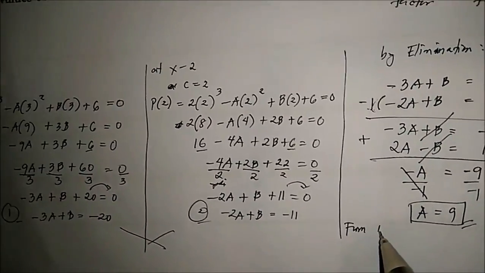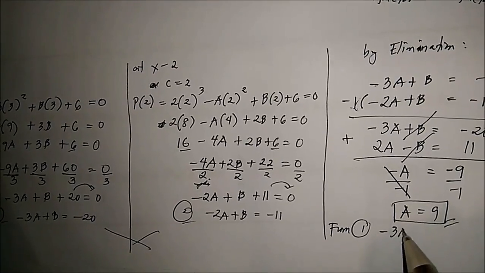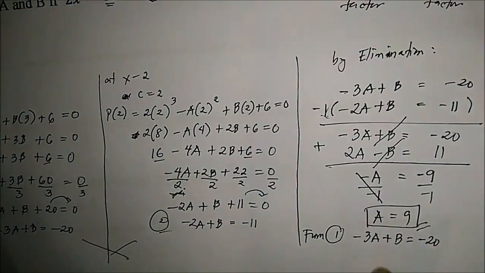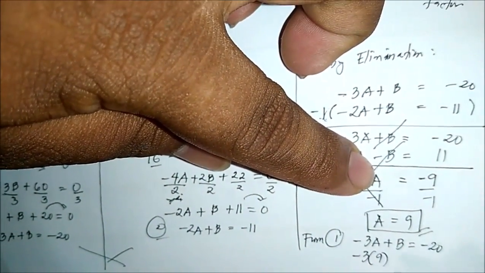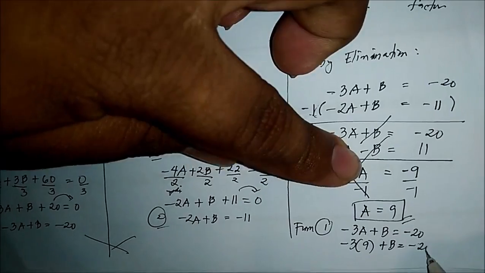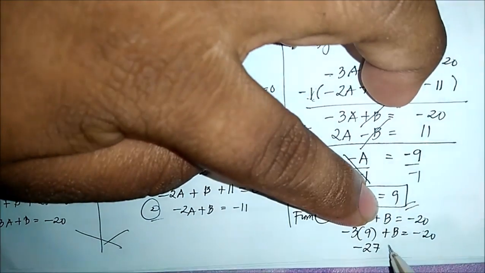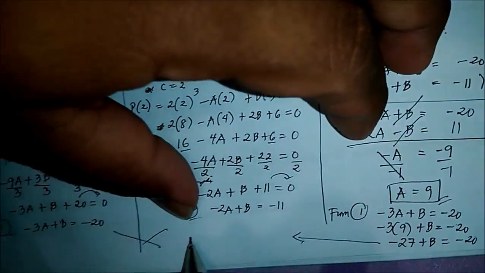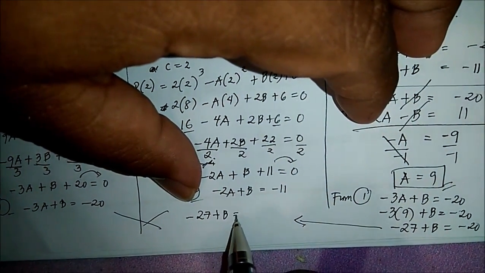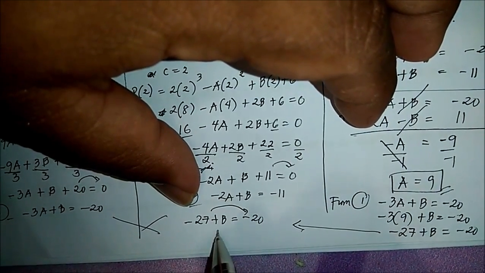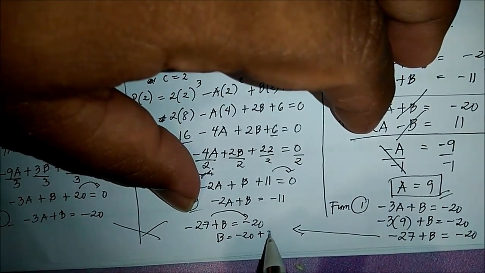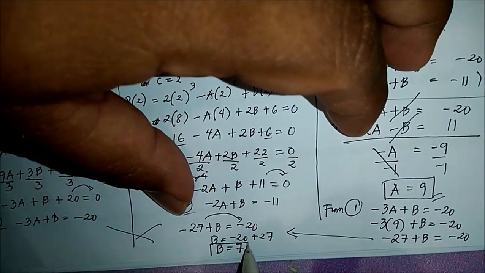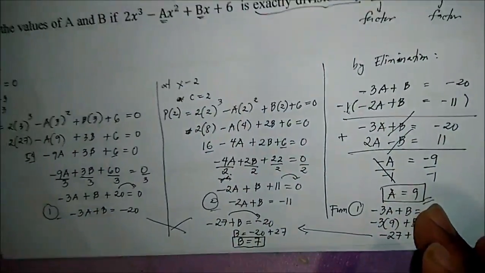So, from equation 1, we have negative 3a plus b equals negative 20. So, this is negative 3 times 9 plus b equals negative 20. So, this is negative 27 plus b equals negative 20. Okay, lalagay ko lang dito. Negative 27 plus b equals negative 20. Applying the APE, we have b equals negative 20 plus 27. So, therefore, the value of b is 7. So, therefore, b equals 7 and a equals 9.